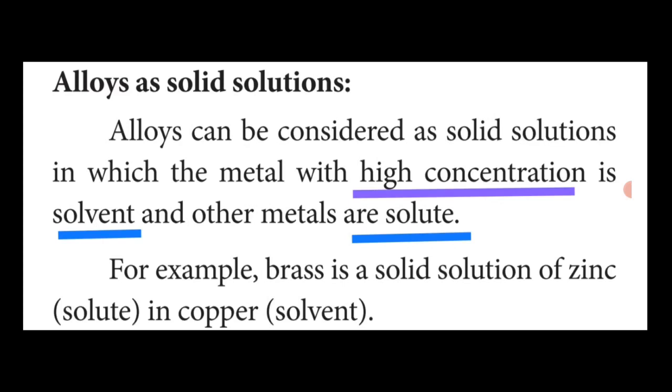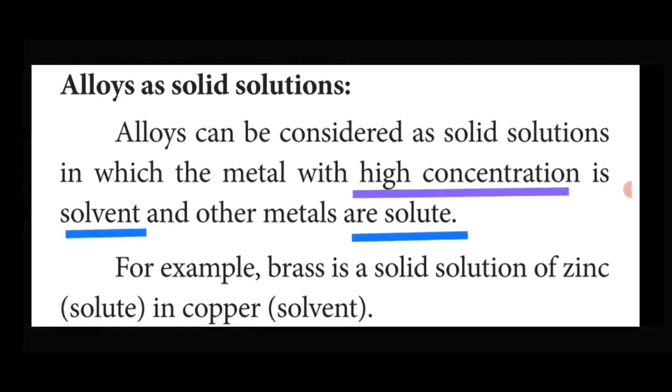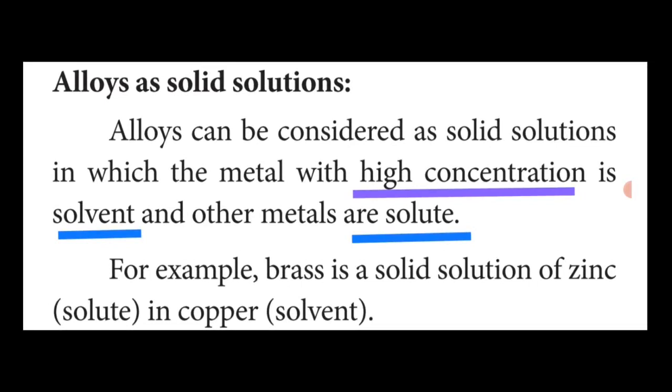For example, brass is a solid solution of zinc and copper. Zinc is present in a lesser amount, so it is called solute. Copper is present in a larger amount, so it is called solvent. So zinc and copper combine to form what alloy? Brass alloy. Brass is made up of zinc and copper.